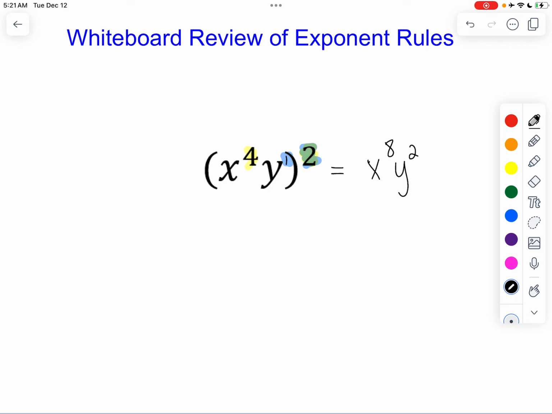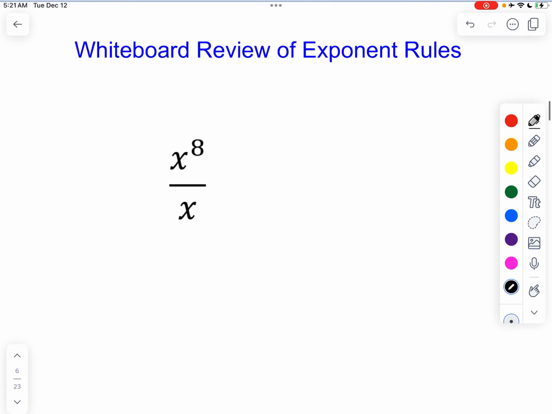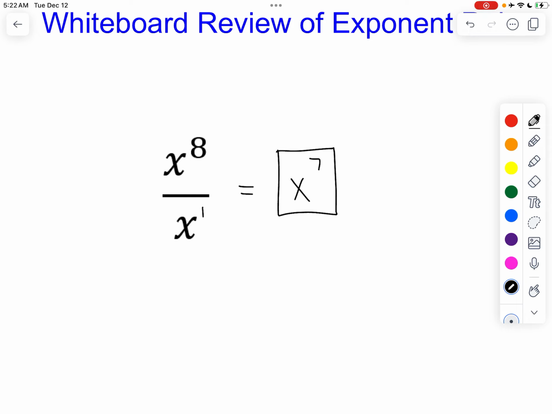And if you thought about this a little bit differently, you could have expanded this. Since x to the 4th y was being squared, multiply it by itself twice, then you would use the multiplication property. 4 plus 4 gets you x to the 8th. 1 plus 1 gives you y to the 2nd. So again, if I don't see the exponent, I'm going to indicate it. So the division rule, this should be x to the 7th. Since x to the 8th over x to the 1st, I would do 8 minus 1 to get 7.